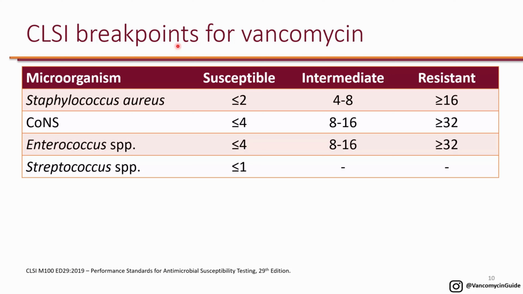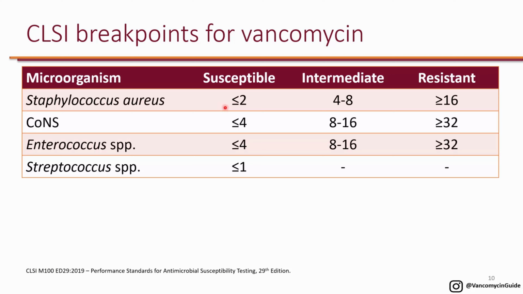We should be able to interpret, for example, if we say the MIC is 1, we need to be able to interpret it as, what does that 1 mean? Does that mean it's susceptible, intermediate, or resistant? And these breakpoints depend on the organism. So for Staphylococcus aureus, which is the number 1 reason for using vancomycin, the susceptibility breakpoint is set at 2. So an MIC of 2 or less is considered susceptible.